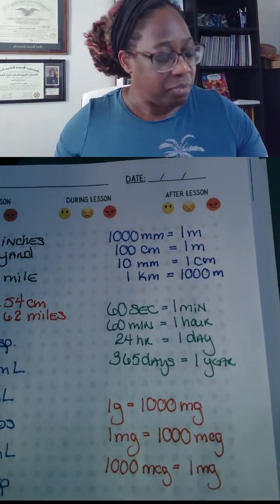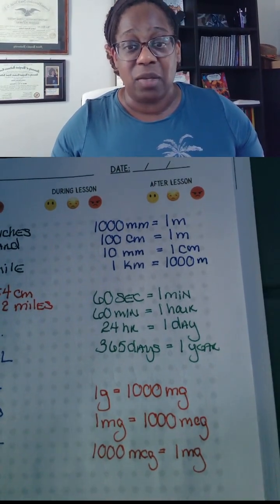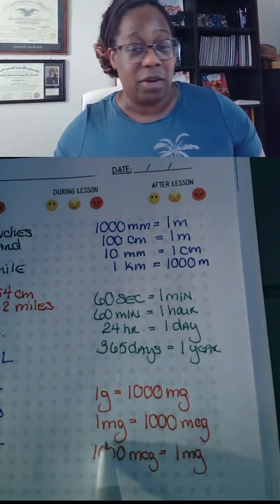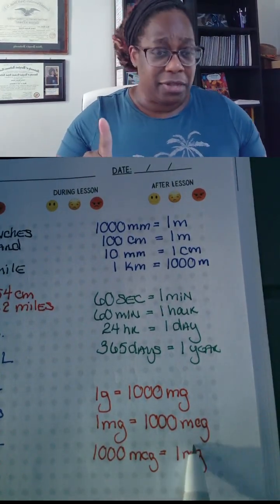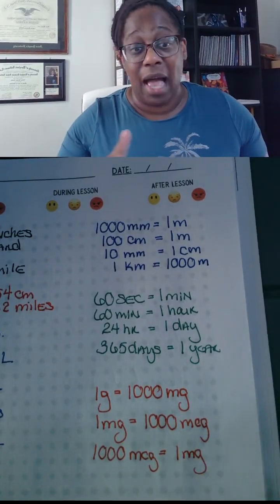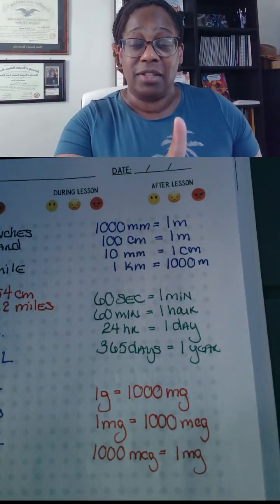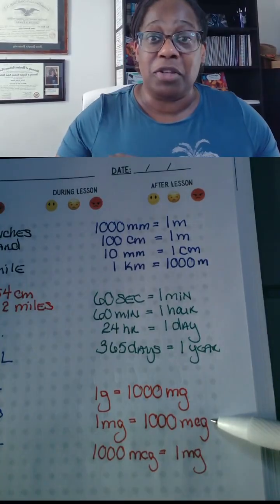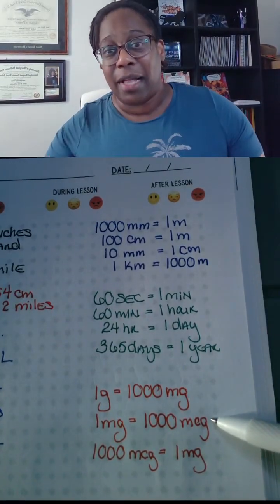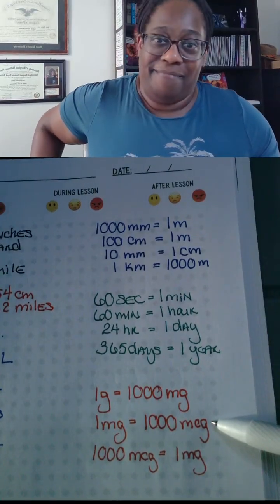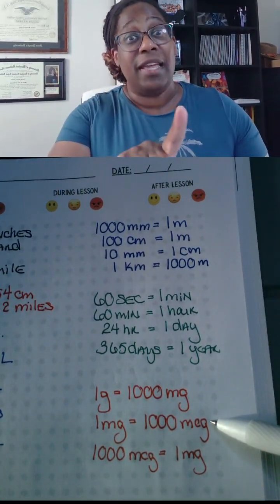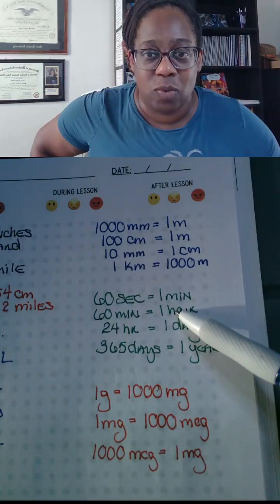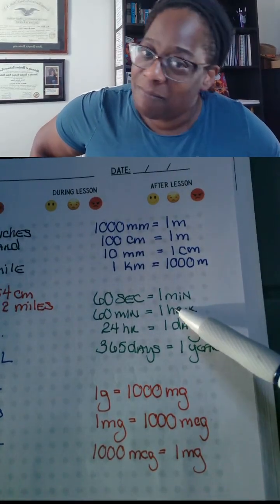Welcome in. So other things, we have our 1 gram, 1,000 milligrams. 1 milligram is 1,000 micrograms. I'm going to be truthful, you'll see this mostly for nursing. I never saw it a day in my life. Never heard of a microgram until I started doing research. But seriously, 60 seconds is 1 minute.